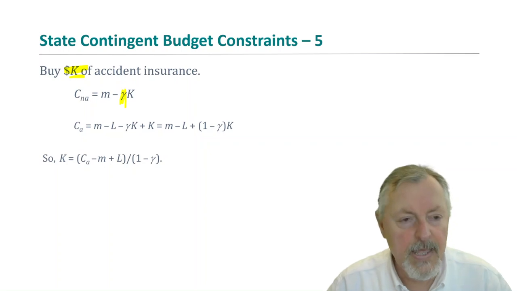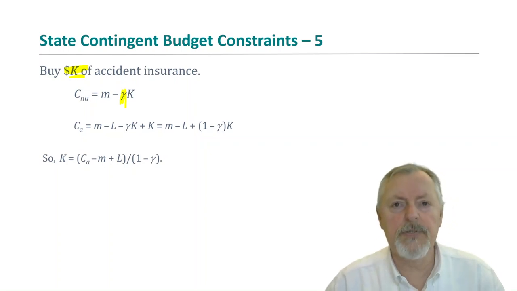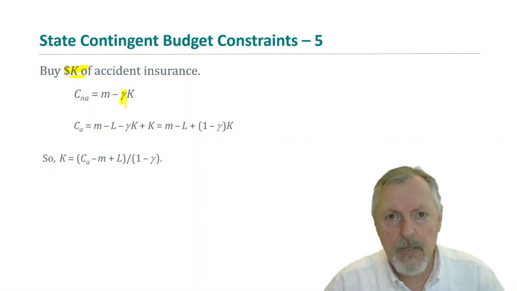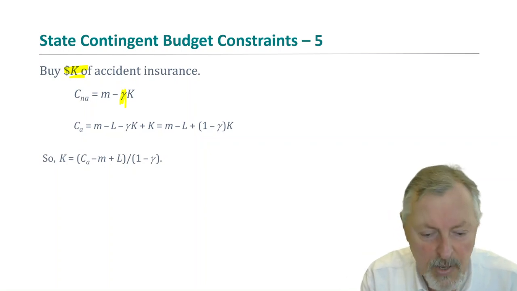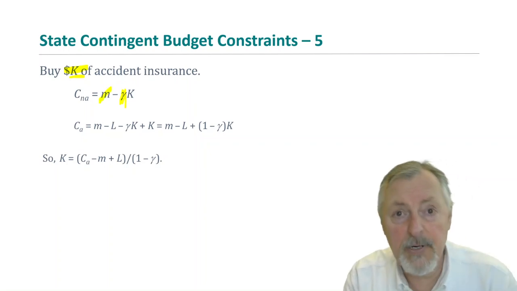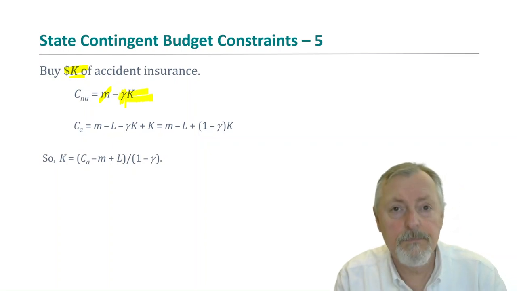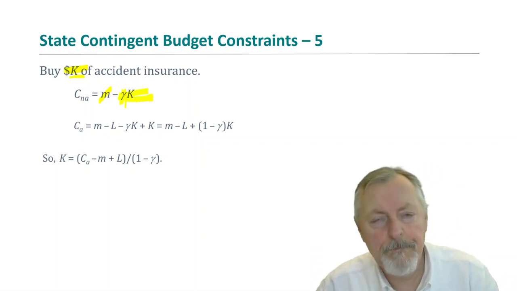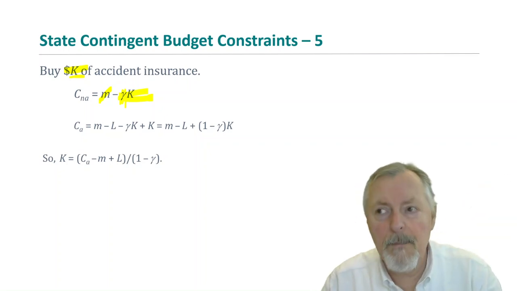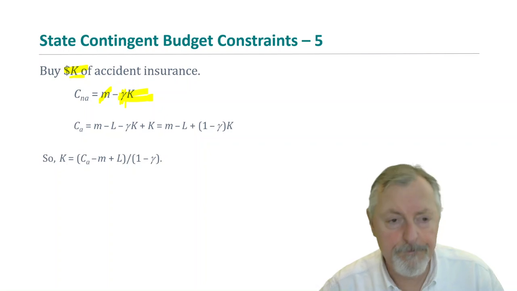So if there's no accident, let's say you buy insurance of some amount. You buy K dollars of coverage. If it turns out there's no accident, then you're going to end up with how much money you started with, minus gamma, the premium rate, times K, the amount of insurance you bought. Your income minus the insurance premium you paid, and you get nothing for it.